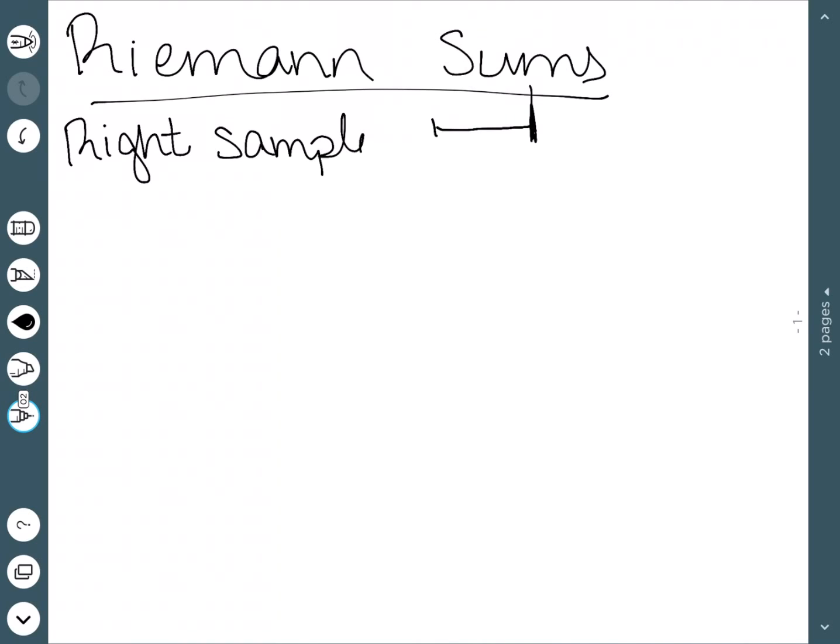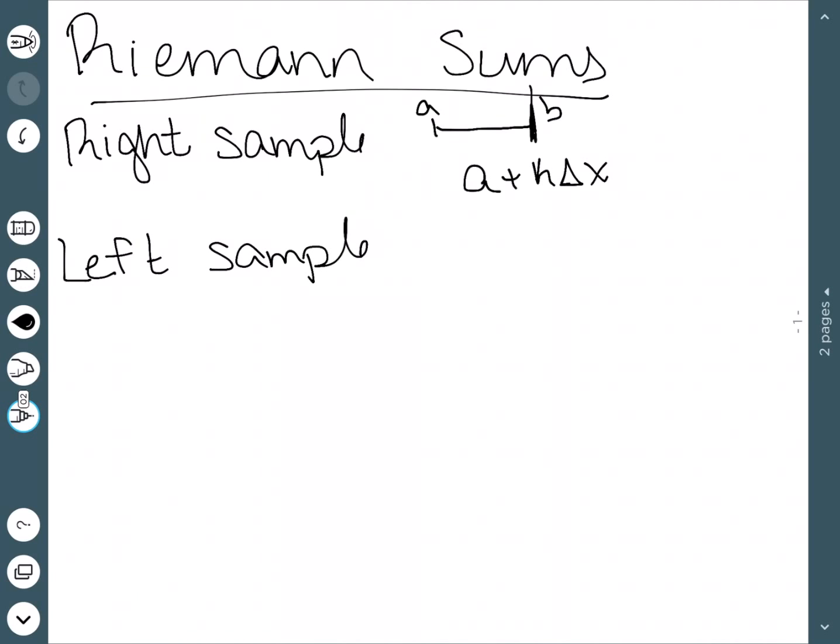In general, these look like a plus k delta x, where a is your starting point. So we're looking at the interval a to b. We could also do two other types. We could do a left sample, where we use our left endpoint.